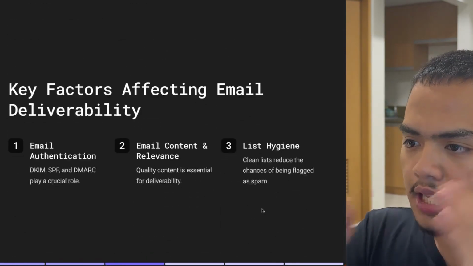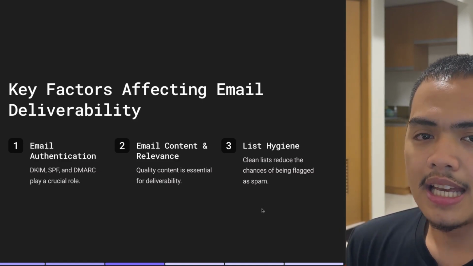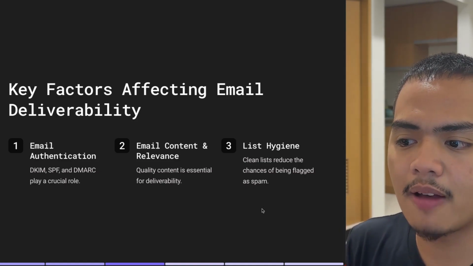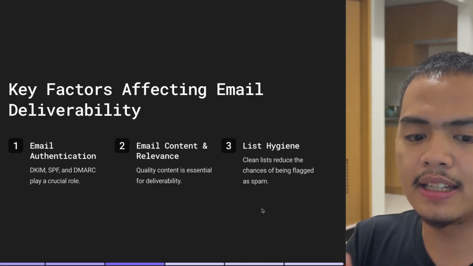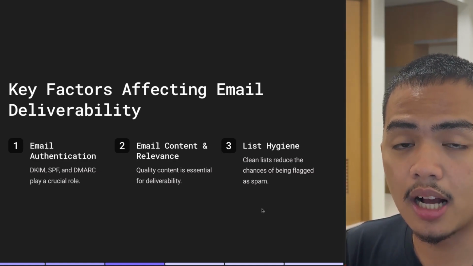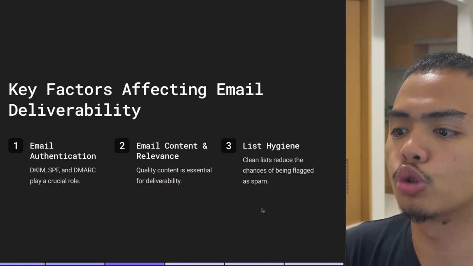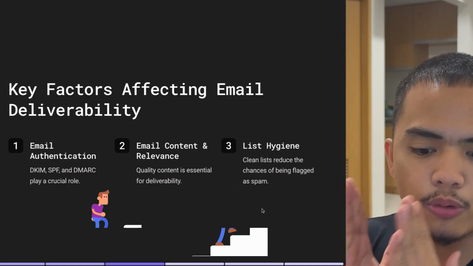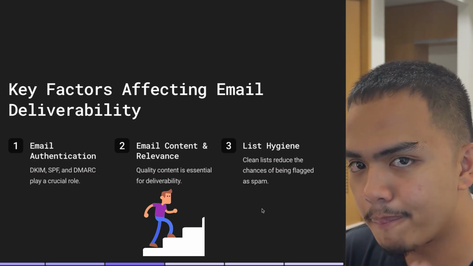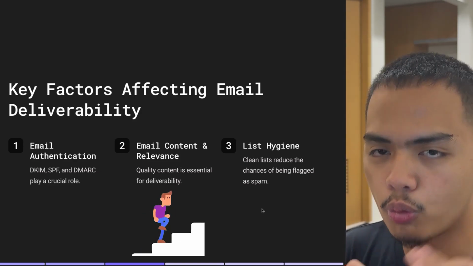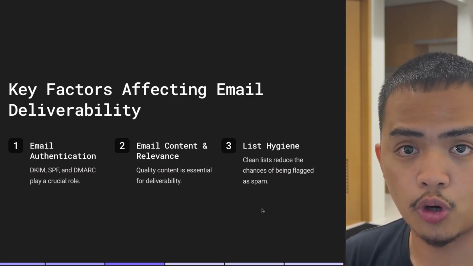Now that you know the importance, let's proceed to the key factors affecting email deliverability. Okay, first thing is email authentication. DKIM, SPF, and DMARC play a crucial role. If you're not familiar with any of these terms, I've also created a video on how I set this up when you're starting out if you buy a new domain. What are the things you set up in order to set up the DKIM and the DMARC? I've created a step-by-step guide so you can make sure that you are setting this up properly, because this is an important role. It builds trust, credibility, and your reputation whenever you're sending out emails to certain people.